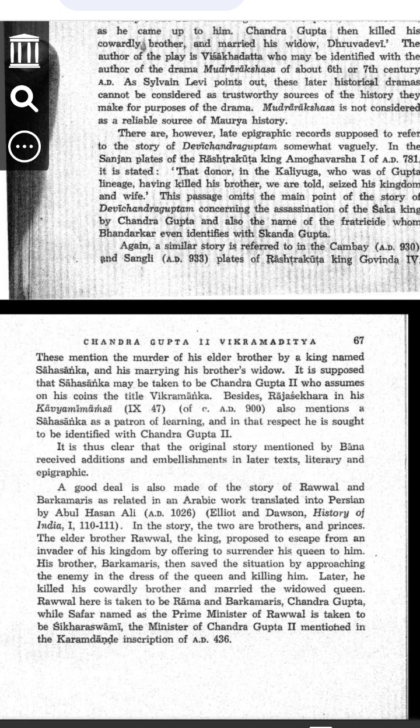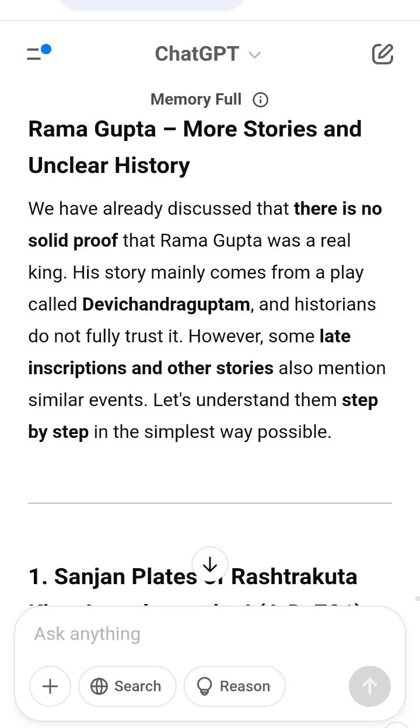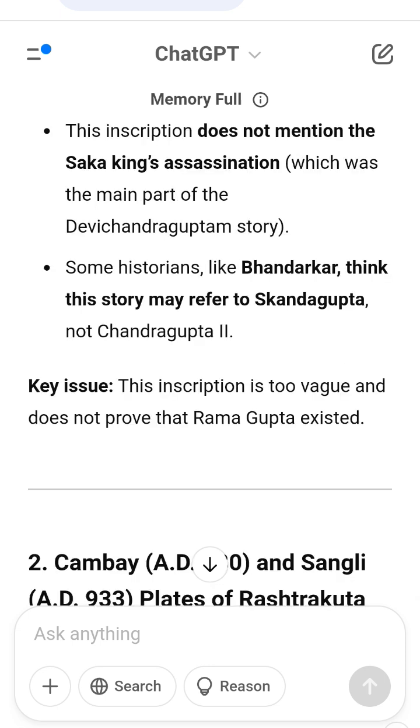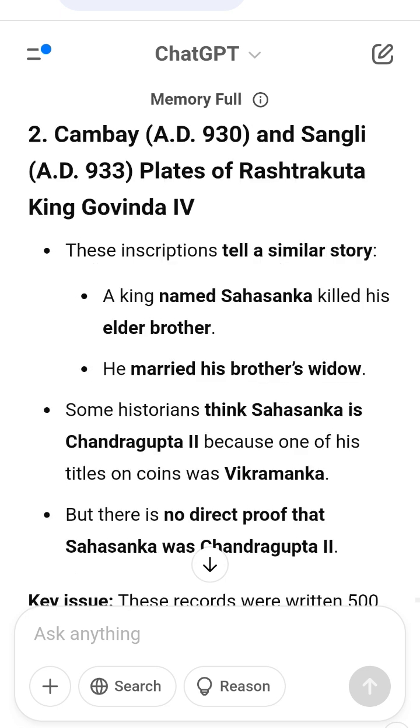The book also mentions a prime minister named Safar, and some historians identify him with Shikaraswamy, the minister of Chandragupta II, mentioned in an inscription from AD 436. Key issue: 1. This story was written more than 600 years after Chandragupta II, so it is not reliable history. 2. The names and events do not match exactly with Gupta history. 3. It might be just a legend or a coincidence.